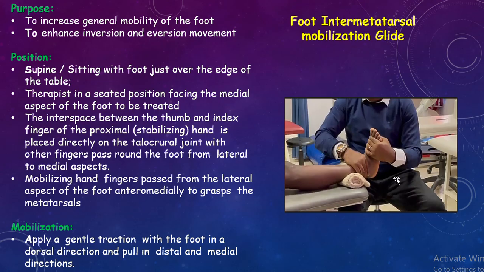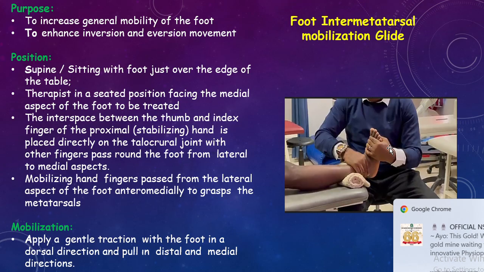When it's done with the first metatarsal, the proximal hand will move to hold both the first and the second metatarsal, while the distal hand will hold the remaining 3 metatarsals. The movement will now be carried out on the second metatarsal in the same way and manner that was done on the first metatarsal. And thus the movement will be repeated for the third, the fourth, and the fifth metatarsal in the same manner. Don't forget, when this movement is carried out, it enhances again inversion and eversion.